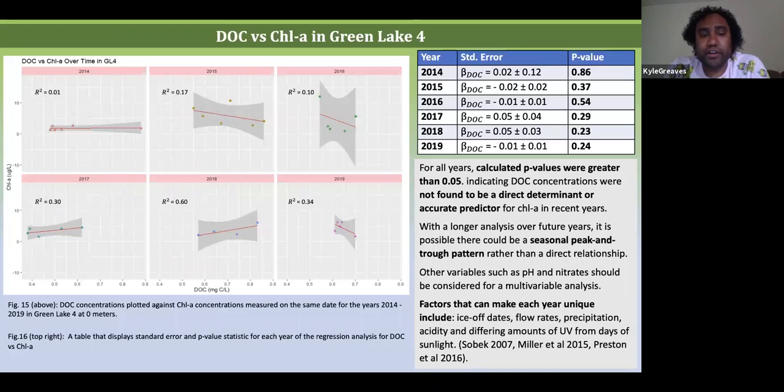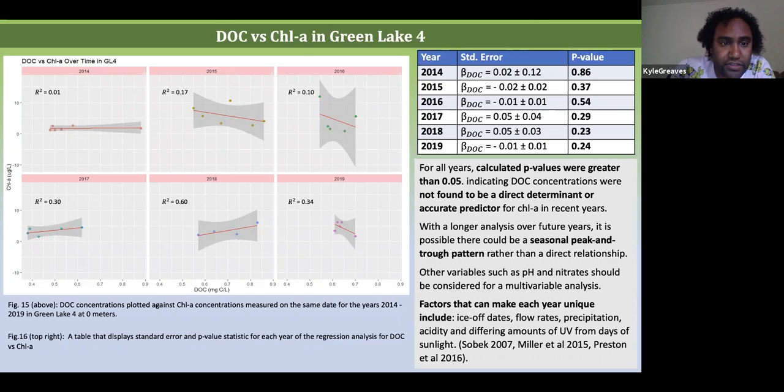I also ran a linear regression analysis against DOC versus chlorate in Green Lake 4. We like to use Green Lake 4 as the best predictor for what happens throughout the watershed. It is the highest lake in elevation, has a true inlet and outlet. It's sort of our star lake. So it's important to look at what's going on in Green Lake 4 so we can get a look at what's going on throughout the watershed.